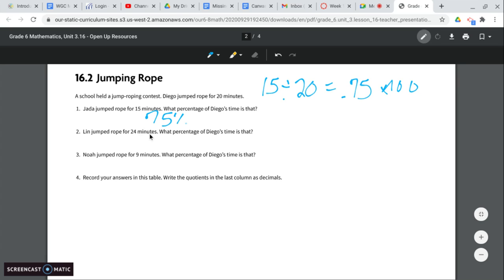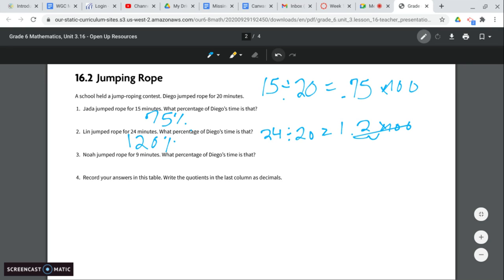Lynn jumped rope for 24 minutes. What percentage of Diego's time is that? So 24 divided by 20 is going to give us a number over 1, which can happen, so don't think that we did something wrong. It's going to give us 1.2. We multiply that by 100 still, so it moves our decimal twice. So she jumped for 120% of Diego's time.